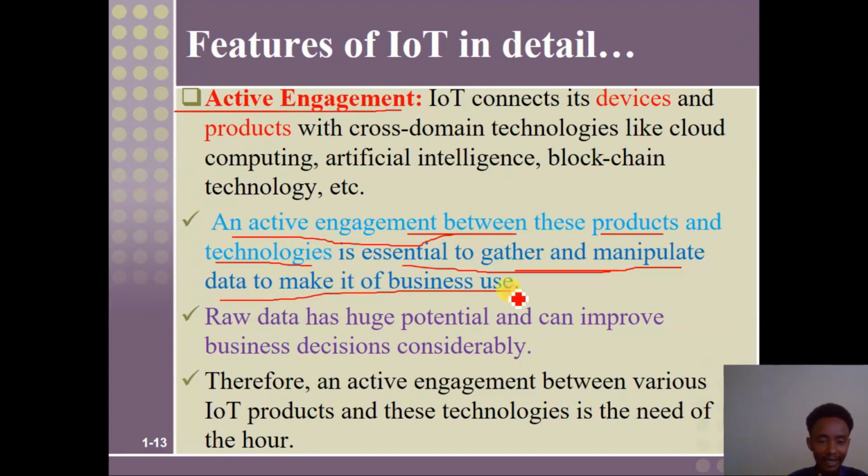Active engagement, active communication should be there. It's very important for the future of the Internet of Things. So in a normal way of life, there is no active engagement.